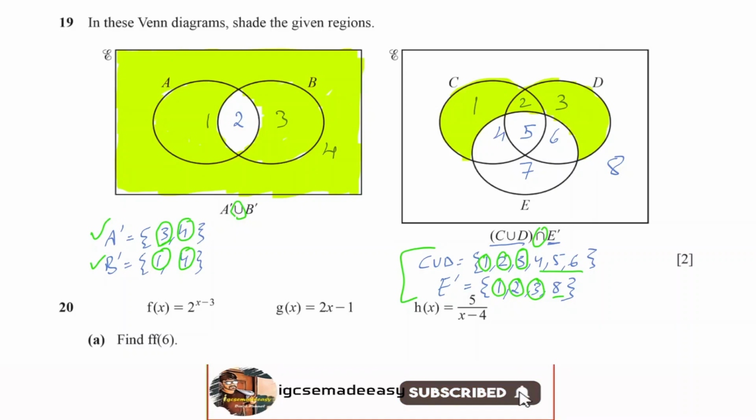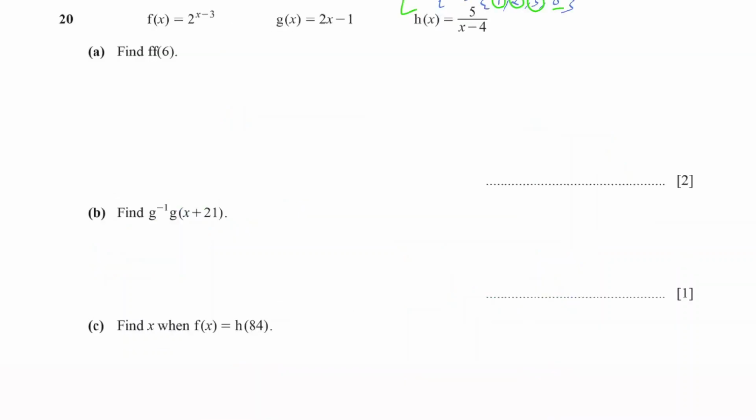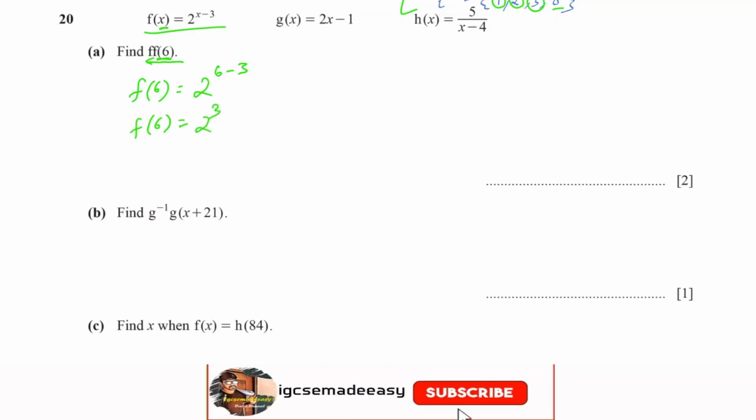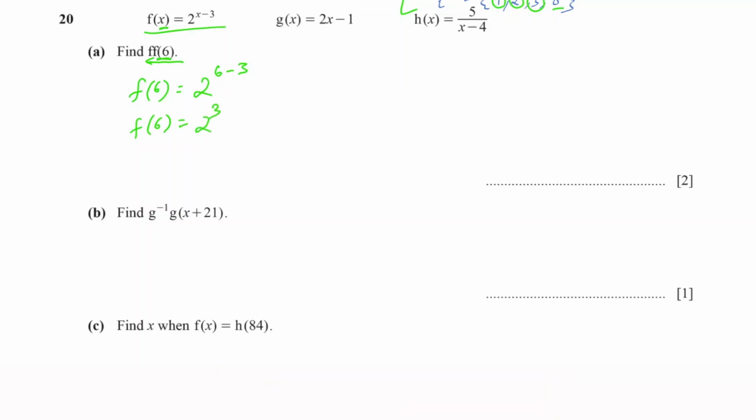Question number 20. f of x is given and g of x and h of x is given here. Find f of 6. So usually we have to move on like this, okay? From left to right we have to go. So first we have to find out f of 6. So f of 6 is, we just have to put the value of x as 6. So 2 raised to power 6 minus 3. So f of 6 will be equal to 2 raised to power 3, so f of 6 is equal to 8.